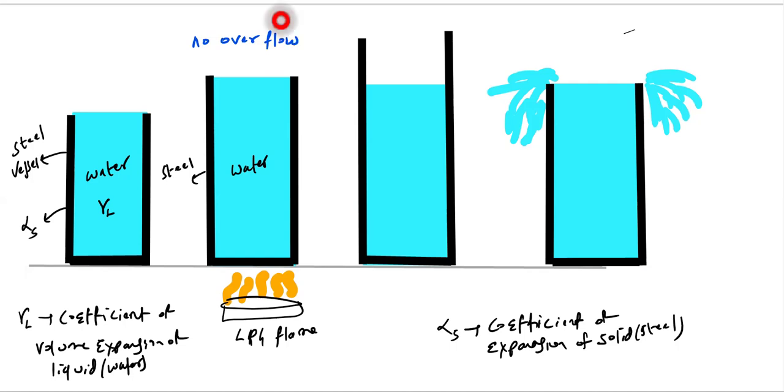Initially it is fully filled up. So what was the initial volume of the vessel? That was the initial volume of the water. Then finally, as I raise the temperature, there is no overflow. So this was earlier T1 degree Celsius, now T2 degree Celsius, where T2 is greater than T1. Then there's no overflow. What does it mean? How much the steel vessel expanded, that much the water will expand.